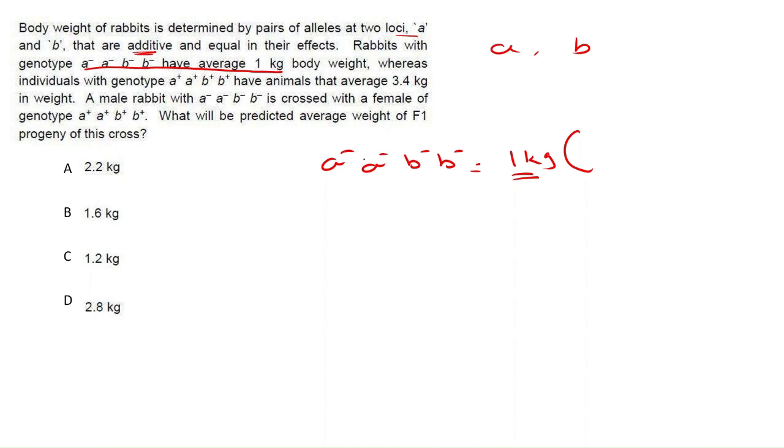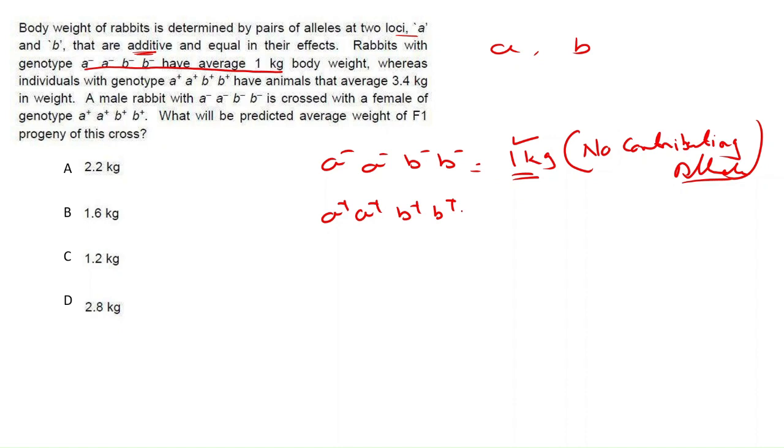So in the first case, A minus, A minus, B minus, B minus were 1 kg, which means there is no contributing allele. Okay, when there is no contributing allele, it's 1 kg. Then one more, A plus, A plus, B plus, B plus is 3.4 kg.